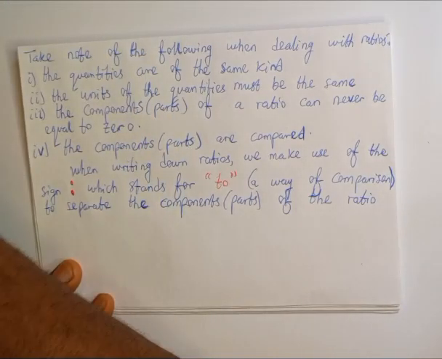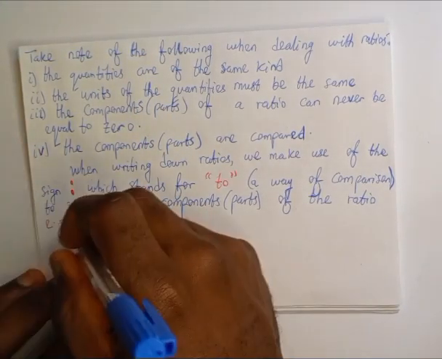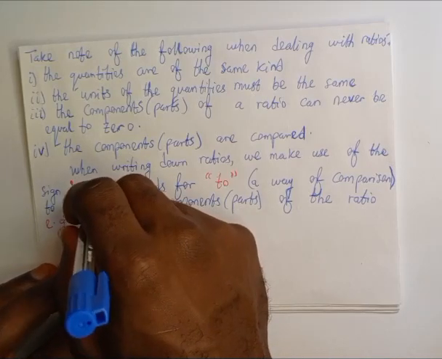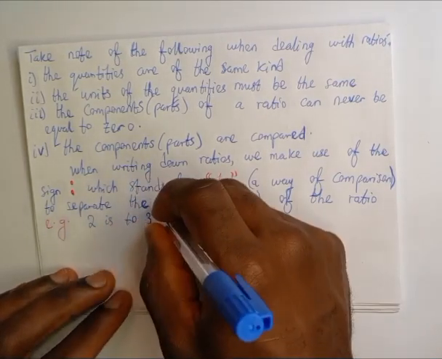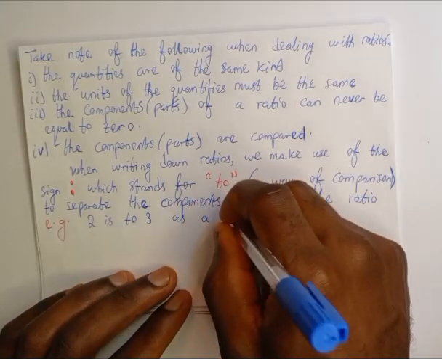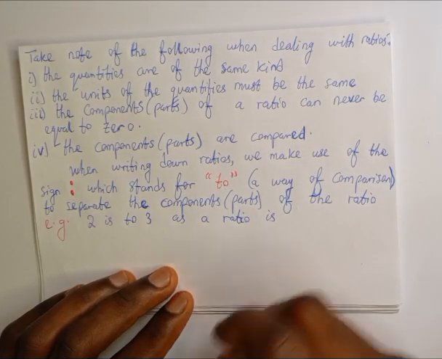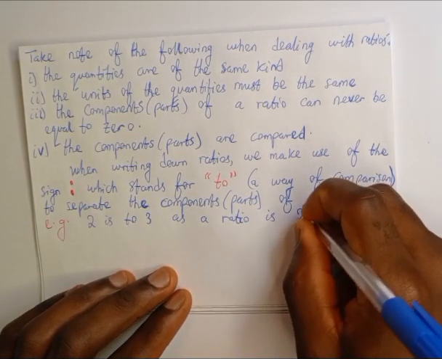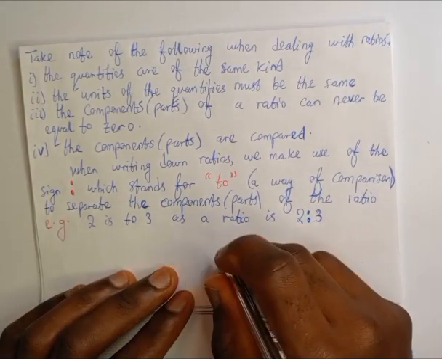E.g., example given, 2:3 as a ratio is simply written as 2, then 2 dots, write down 3 as such.